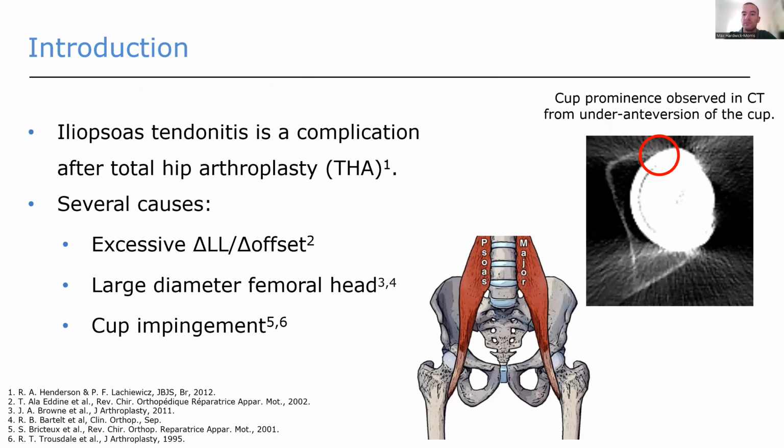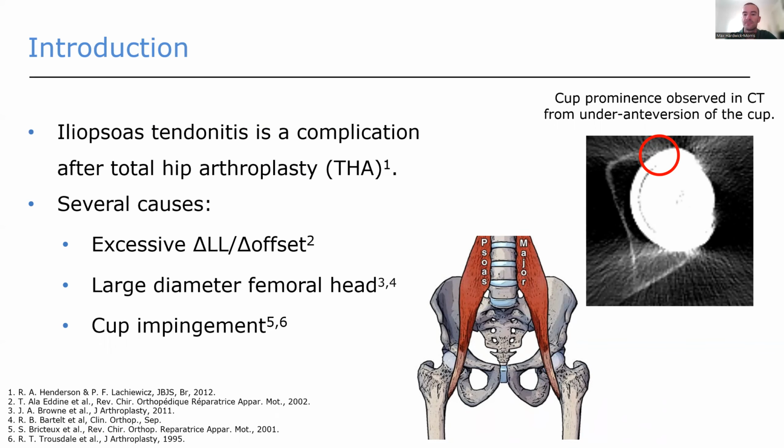Iliopsoas tendonitis is a relatively common complication after total hip and hip resurfacing arthroplasty, and it has multiple causes, including excessive lengthening or offset changes made intraoperatively and large diameter femoral heads. However, it's most frequently attributed to an impingement between the iliopsoas and acetabular cup due to an exposed anterior surface of the cup.